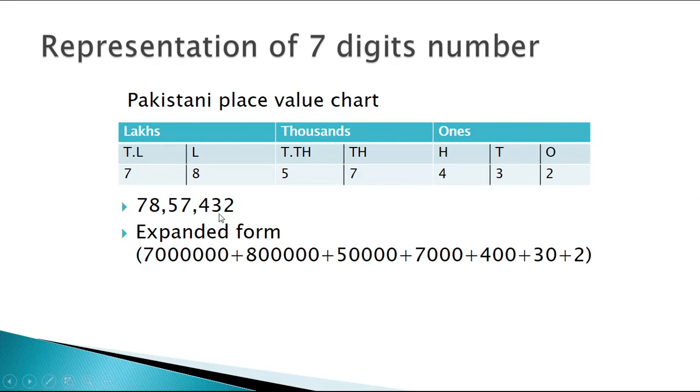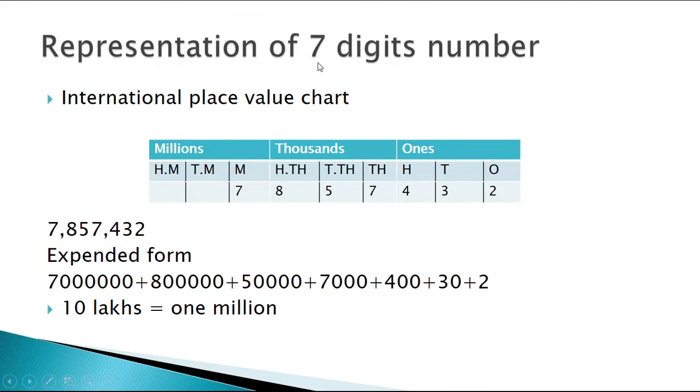Then 3. After 3, 1 digit. So we will put 10. And finally, we put 2. When we again join them, add them, students, we will get again our number, that is 78 lakh 57,432.